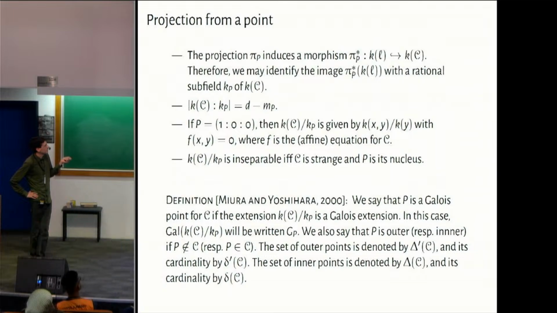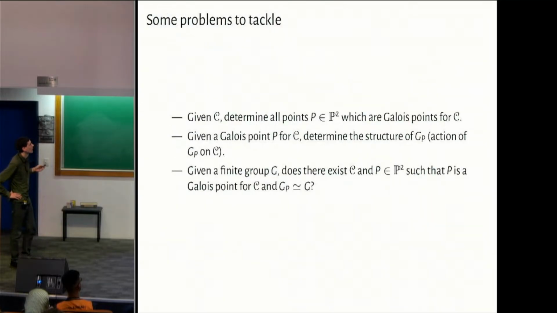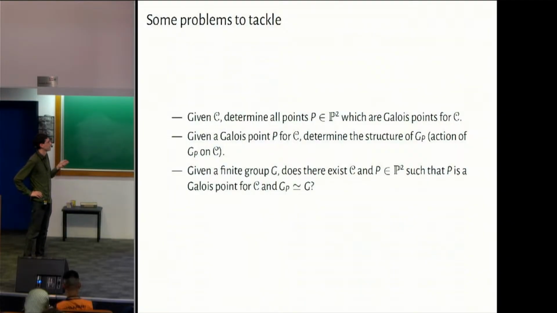Well, the outer points will be denoted by delta prime, its cardinality by... the set will be denoted by capital delta, its cardinality by delta prime, and the inner points won't have any delta, won't have any prime. All right. So here are some problems that naturally arise from the definition.